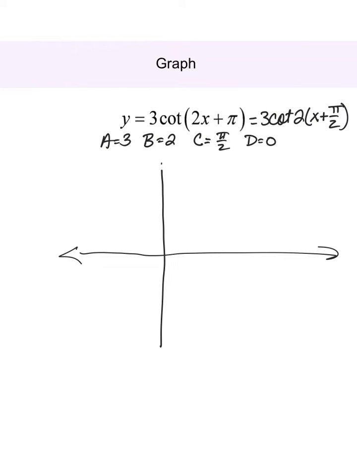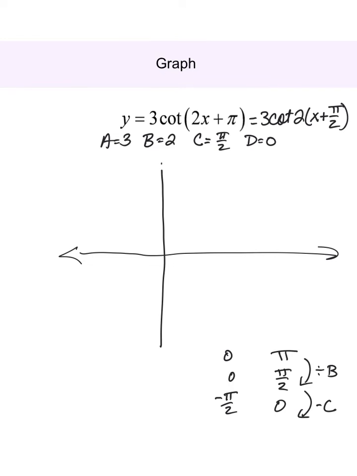Normally for cotangent, for the parent function, I'd graph between 0 and pi. Now I've got to take each of these and divide by b. So dividing each of those by 2, I'm now graphing between 0 and pi over 2. And now I've got to shift it. I'm going to shift it by subtracting c, so I'm going to subtract pi over 2 from each of these.